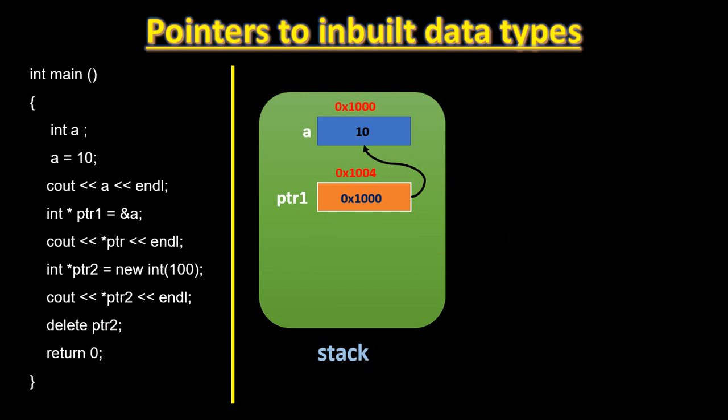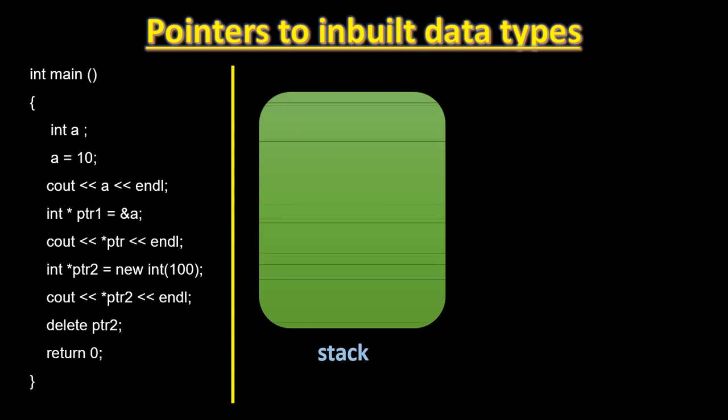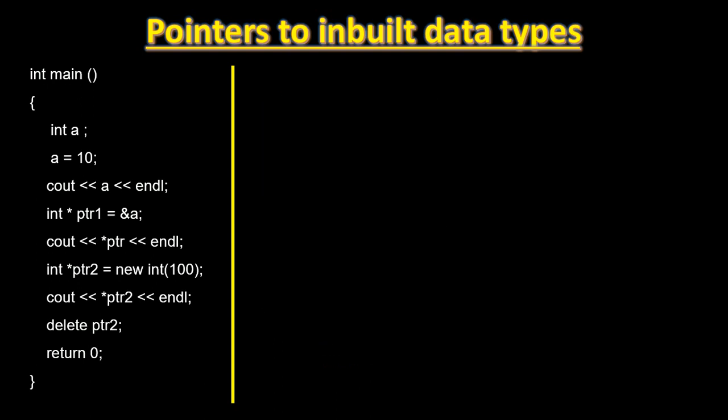Now after this line, slowly the heap segment is gone. ptr2 will be removed from the stack frame, then ptr1 will be removed from the stack frame, then variable a will be removed from the stack frame, and the stack frame will be closed. This is with respect to built-in data types.